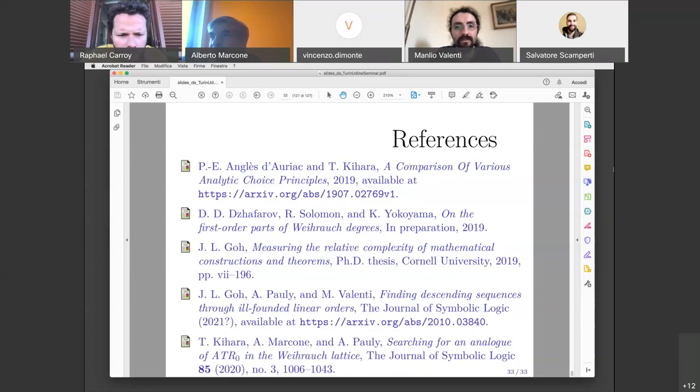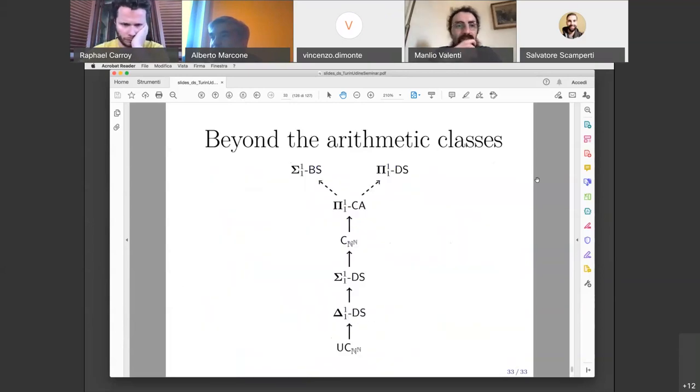Okay, so the natural question about your last diagram is whether you have any hunch for whether those two principles are actually equivalent to Pi 1-1 comprehension or actually properly stronger.